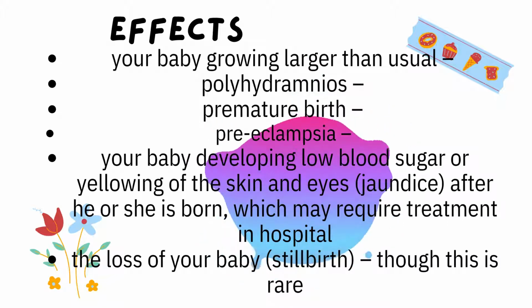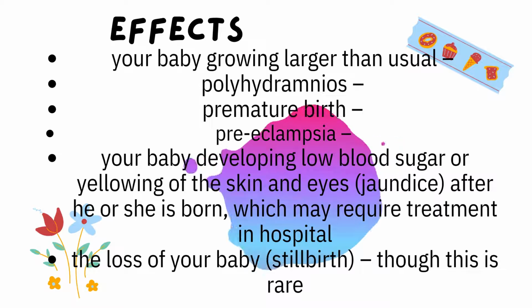Your baby growing larger than usual. This may lead to difficulties during the delivery and increases the likelihood of needing induced labor or a cesarean section. Polyhydramnios: too much amniotic fluid, the fluid that surrounds the baby in the womb, which can cause premature labor or problems at delivery.